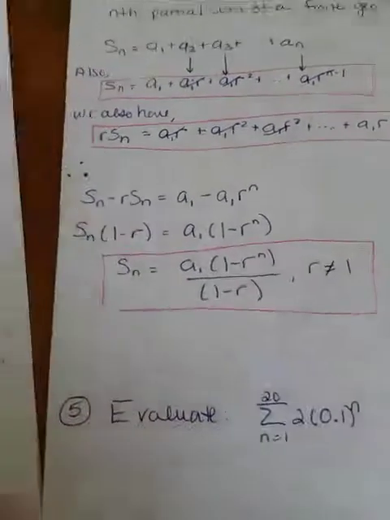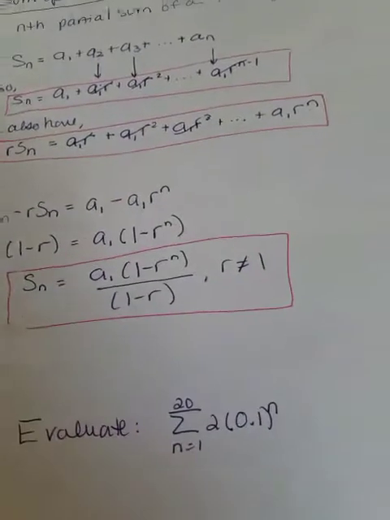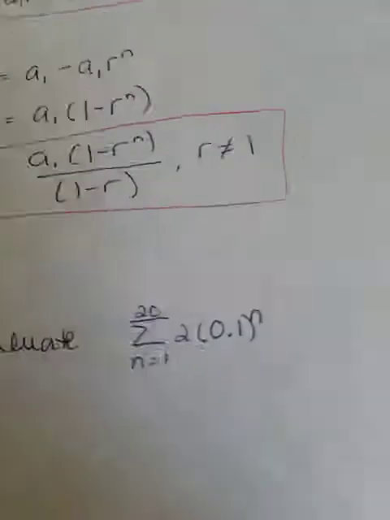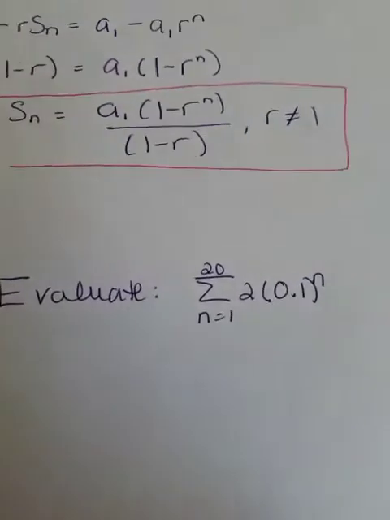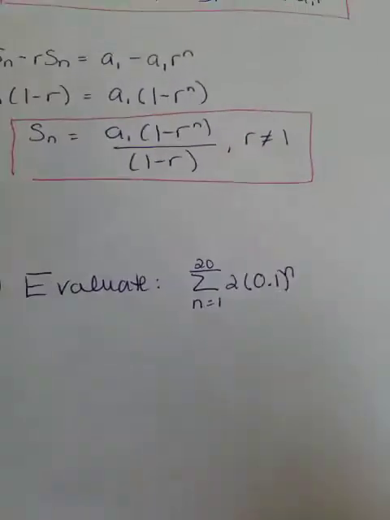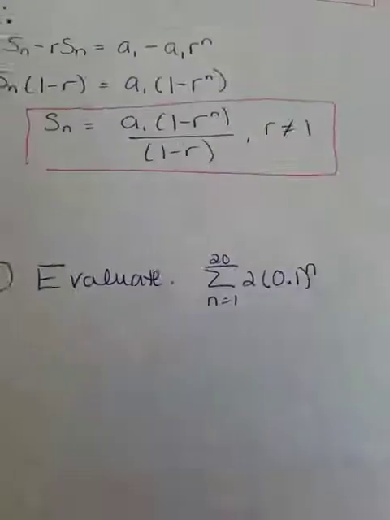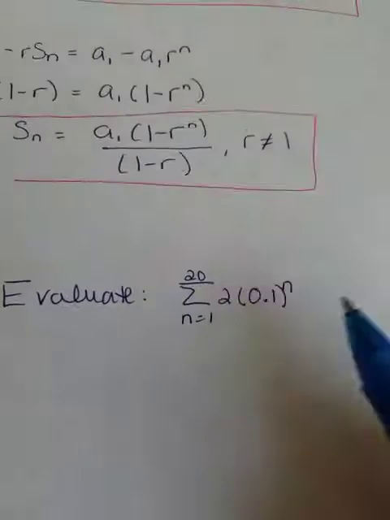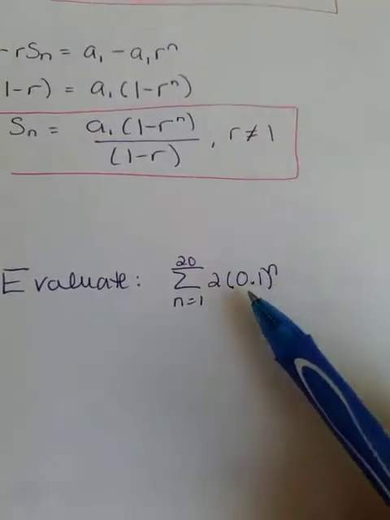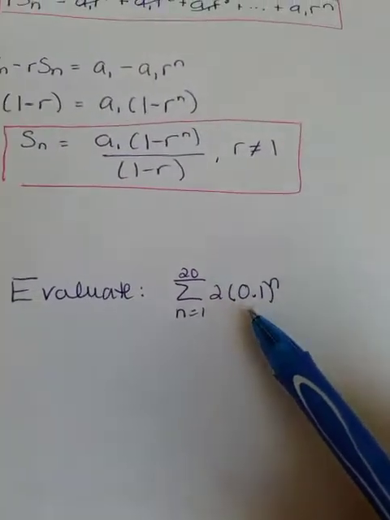So how do we take this and apply it to a question? So if you had one like this, number 5, evaluate the summation from n equals 1 to 20 of 2 times 0.1 to the n. So you do need to be careful here. A lot of mistakes that people make is that you actually have to calculate most of the time what your a sub 1 is.